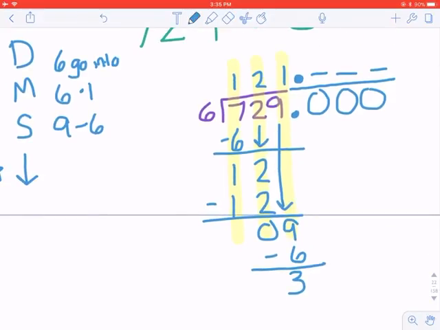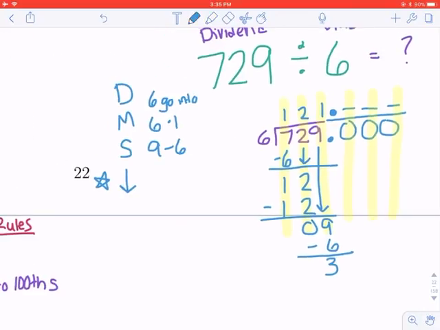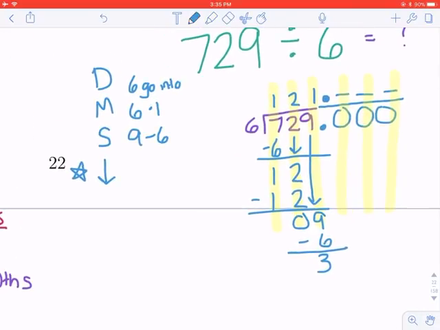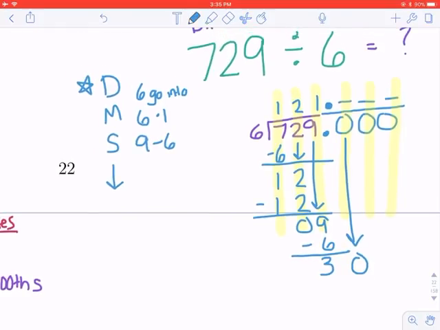So now that I've changed my number, I've added these 3 new columns in. So I'm going to now go to my bring down step, and I'm going to bring down the 0 that I just added. It's not going to be thought of, though, as 3.0. We just think about it as 30. And I'm back to division. 6 goes into 30 5 times.